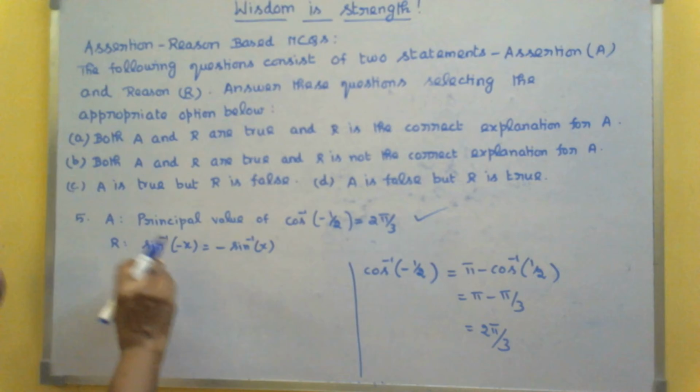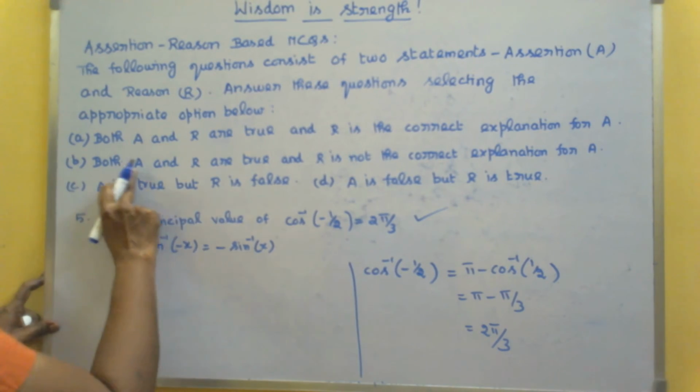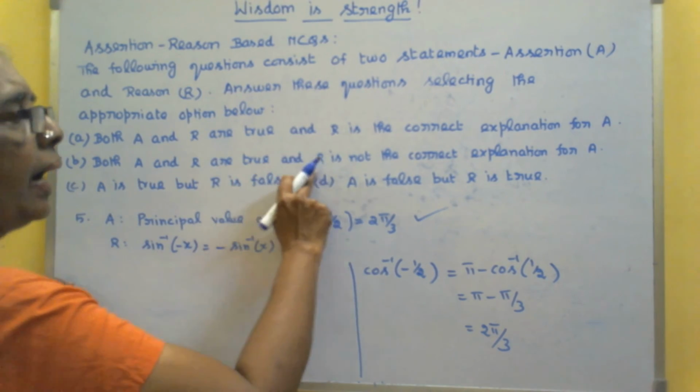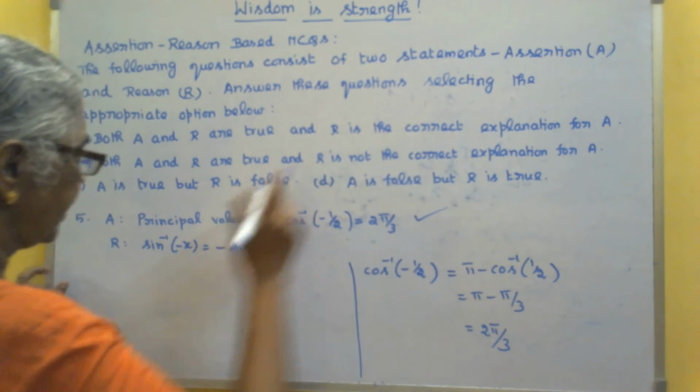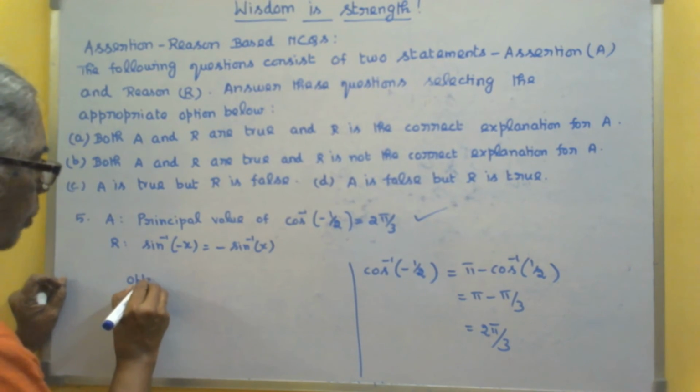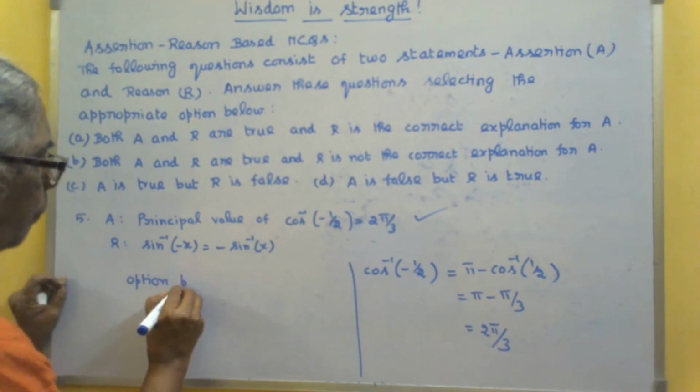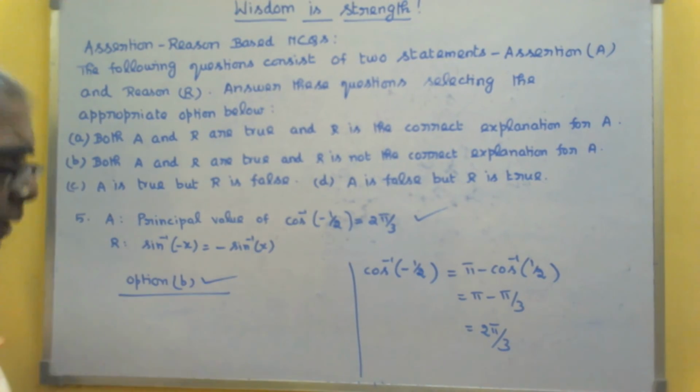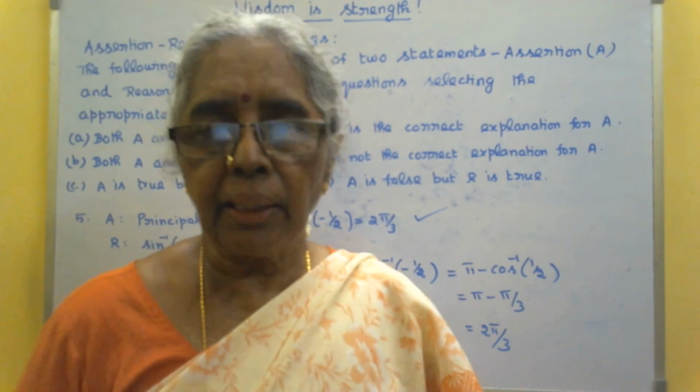So, we have to tick option B now. Both A and R are true, and R is not the correct explanation for A. So, here you have to tick option B. So, that is your option. Is it clear to you?